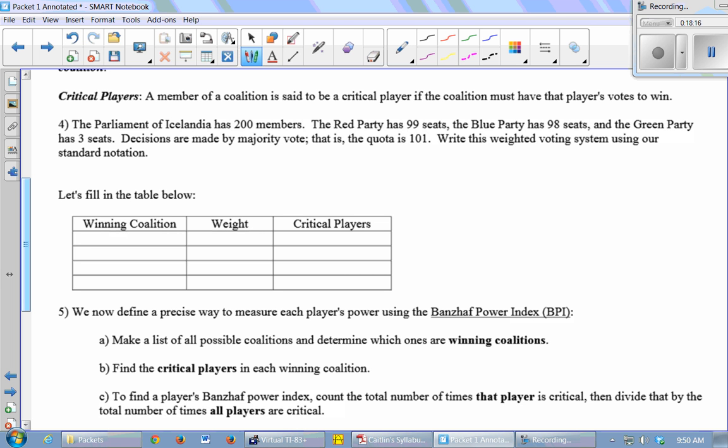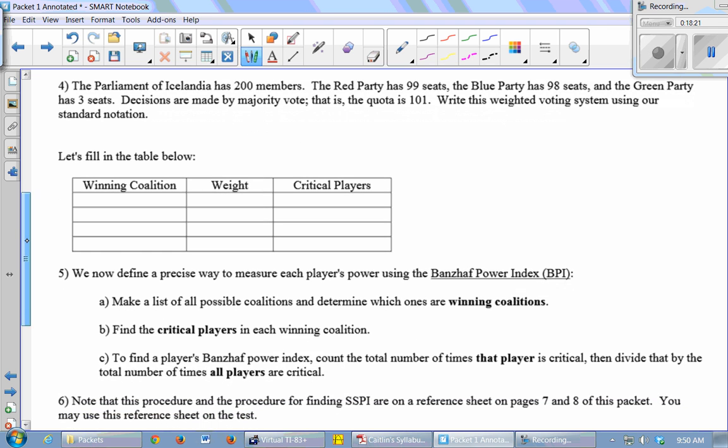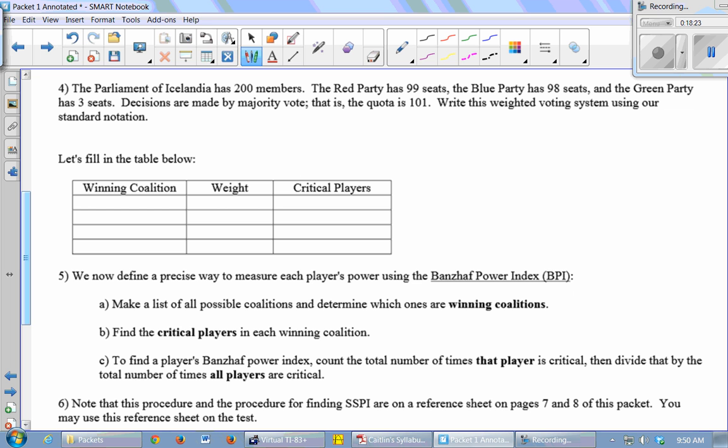All right, so here's an example. The Parliament of Icelandia has 200 members. The Red Party has 99 seats, the Blue Party has 98, and the Green Party has 3 seats. Decisions are made by a majority vote, which means the quota is 101, because there are 200 members. So I want to write this weighted voting system in our standard notation. We have the quota, and then we put the votes in descending order: 99, 98, 3.